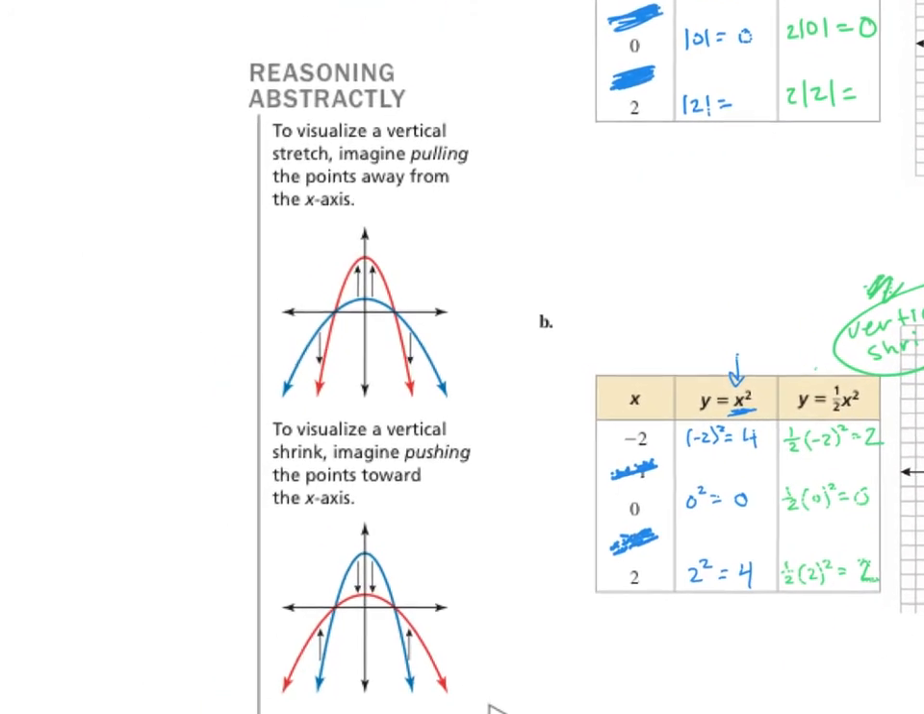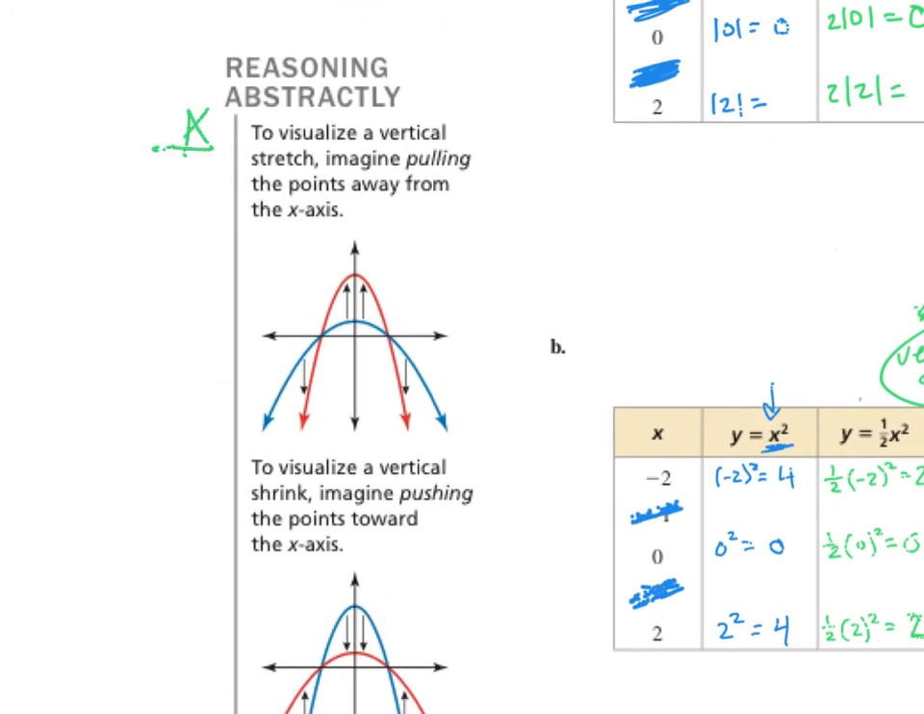On the left here, it's like a helpful tip. So to visualize a vertical stretch, imagine pulling the points away from the x-axis, and to visualize a vertical shrink, imagine pushing the points towards the x-axis.